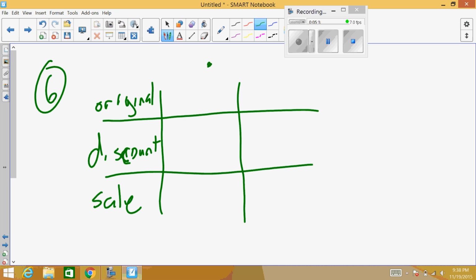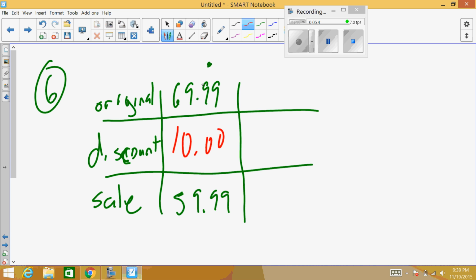Well, I look at what I know. I know the original price was $69.99. We don't know how much the discount was yet, but we do know that we actually only pay $59.99. So then the question is, how much did we save? Well, our discount must have been $10, because $69.99 minus 10 gives us our $59.99.